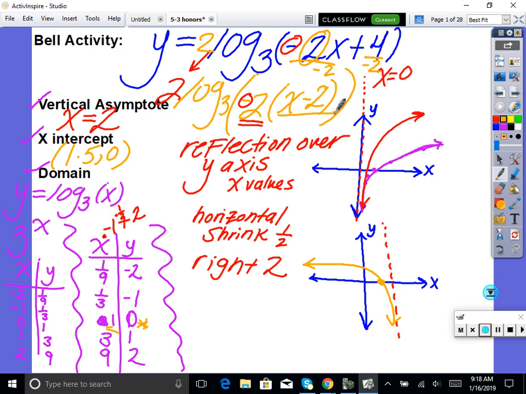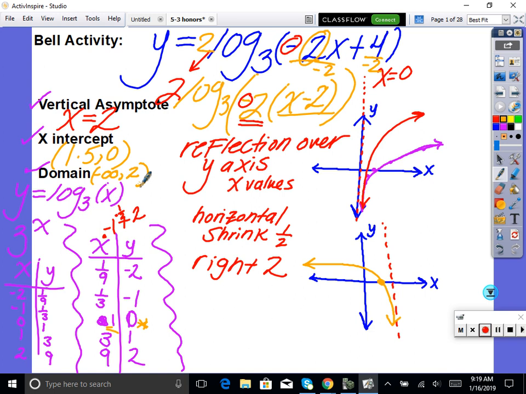Now our domain, isn't it going to be -infinity up to 2? Yeah. Look at the rough sketch of the graph. Yep, so -infinity up to 2. Does it get a bracket or parentheses? Parentheses, because it's a vertical asymptote, which we will never ever cross. All good with that? Yeah. For the most part? Okay.